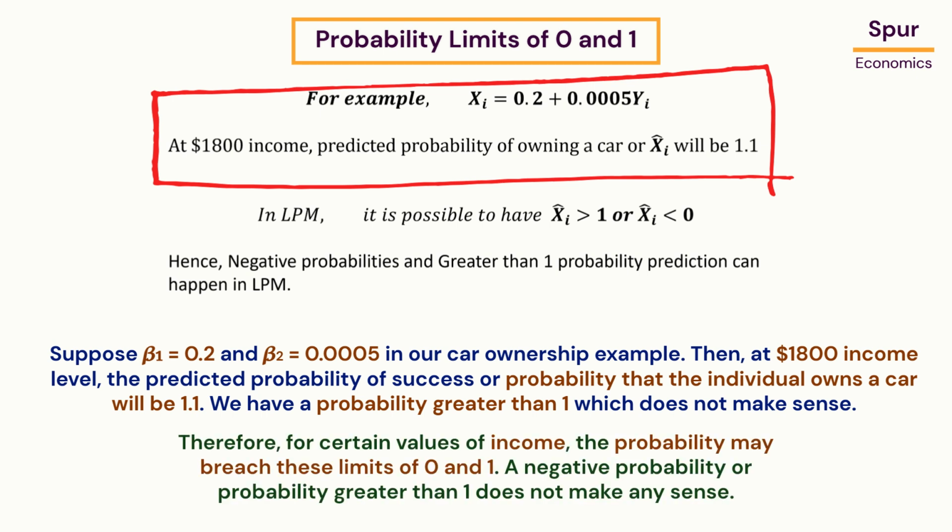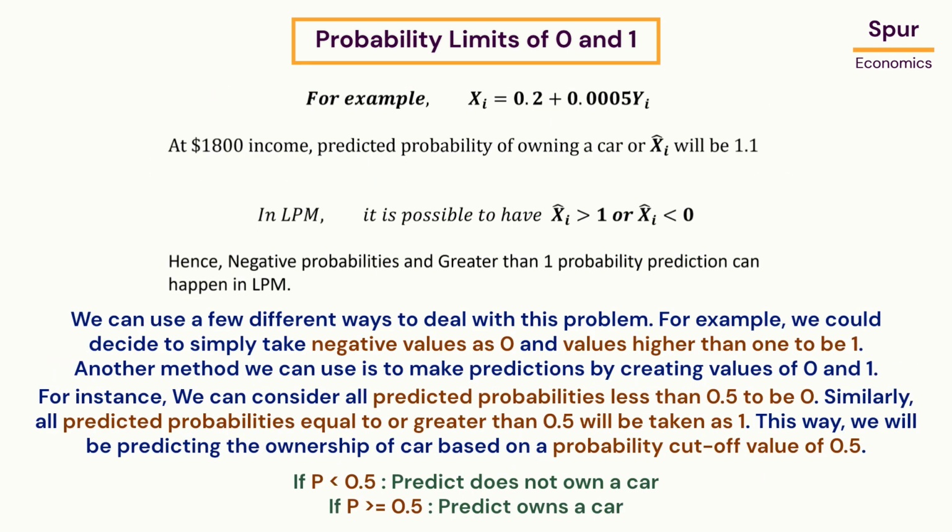Therefore, for certain values of income, the probability may breach these limits of 0 and 1. A negative probability or probability greater than 1 does not make any sense. We can use a few different ways to deal with this problem. For example, we could decide to simply take negative values as 0 and values higher than 1 to be 1. Another method we can use is to make predictions by creating values of 0 and 1.